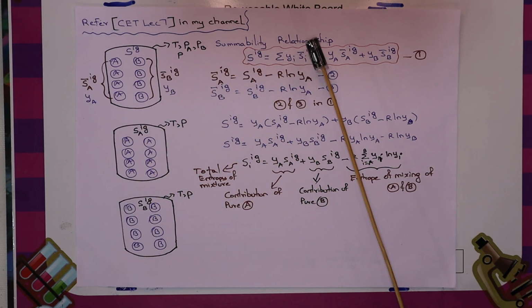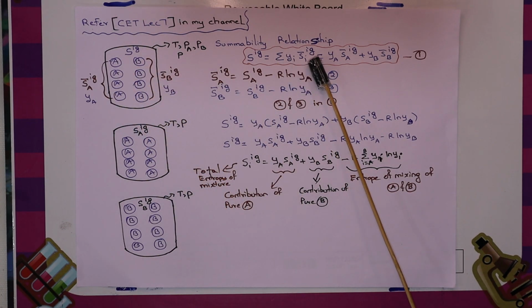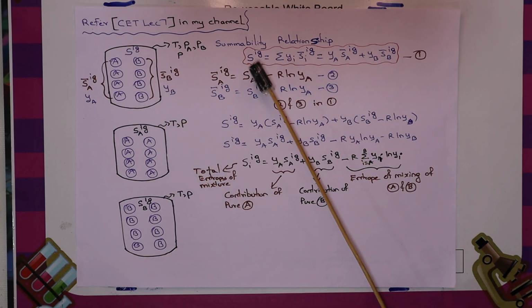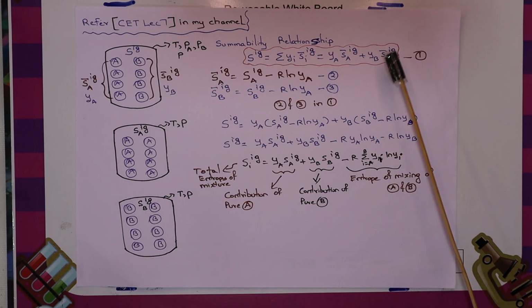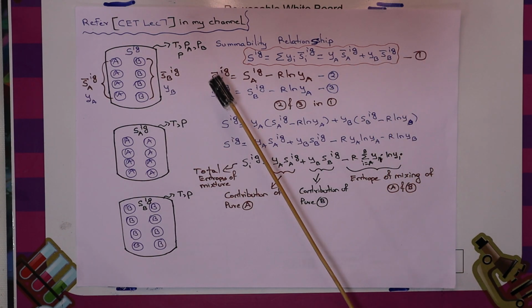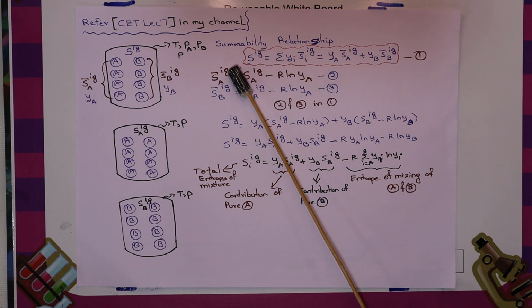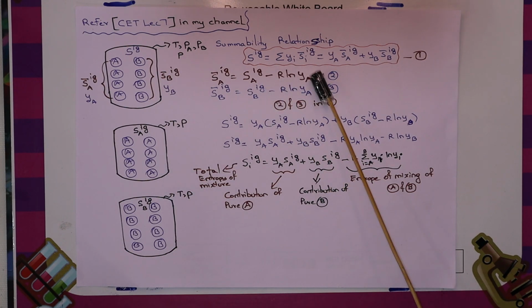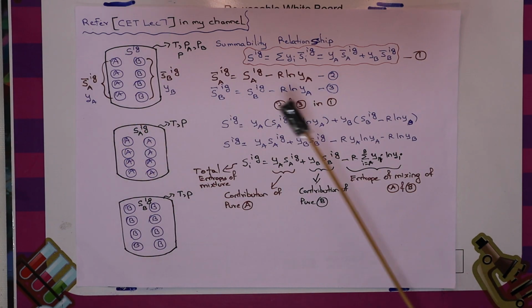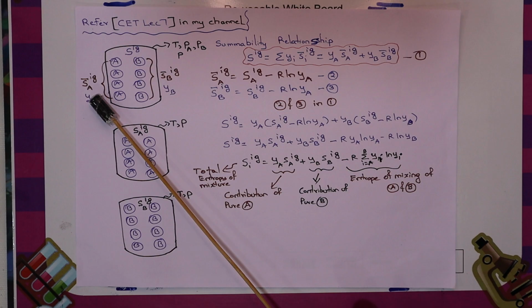And there is a summability relationship. That means the total entropy is a combination of individual entropies, that is sigma y_i into S-bar_i^ig. Because it's a binary mixture, the total entropy of this mixture is nothing but y_A into S-bar_A^ig plus y_B into S-bar_B^ig. I know there are expressions for S-bar_A^ig and S-bar_B^ig. S-bar_A^ig is nothing but S_A^ig, that means pure entropy of A, minus R ln y_A, where y_A is the fraction of A in the mixture. So if you know these two pieces of information, you can calculate S-bar_A^ig.